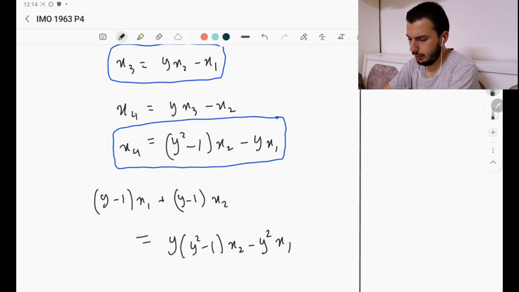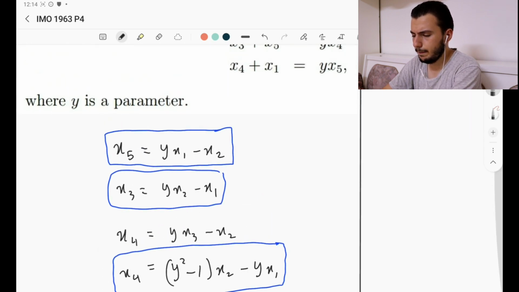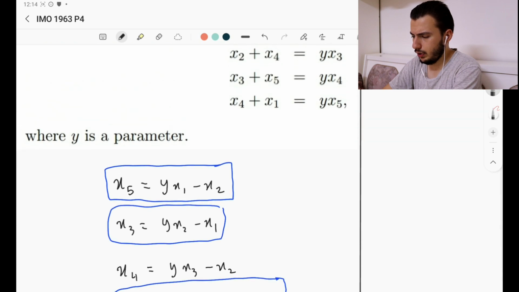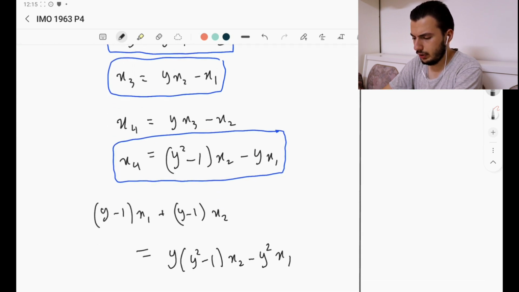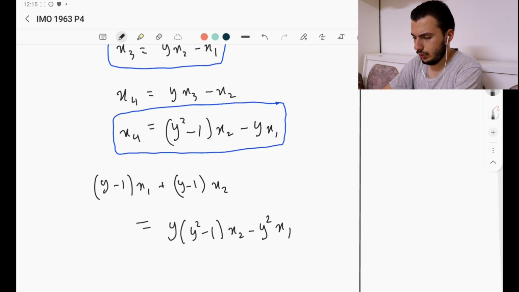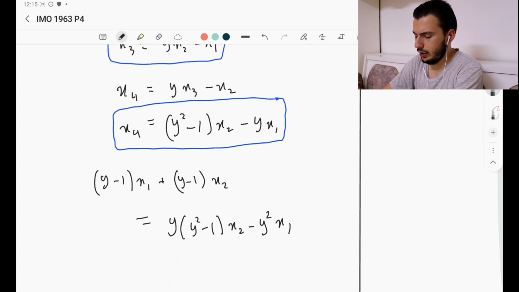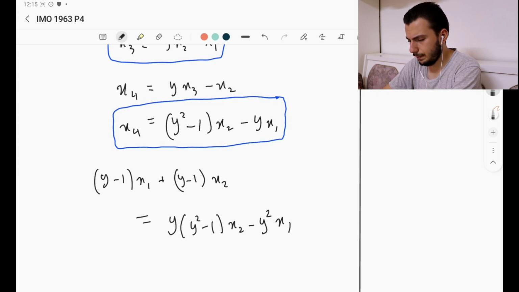Alright, let me make sure we didn't make any mistake here. Okay, it was x3 plus x5, and y minus 1, then y minus 1 x2, correct. Okay, then we multiplied and then minus y squared x1. Yep, I think everything is correct.